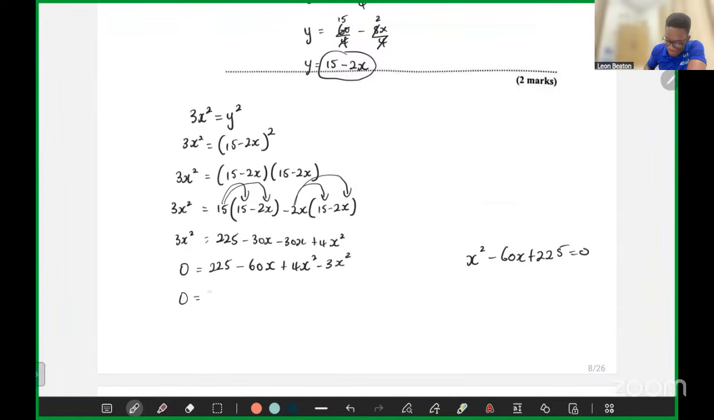So 0 will be equal to 225 minus 60x. So 4x squared minus 3x squared, that would give us plus x squared. And that is the answer that we have here. So we can just rearrange this and put the x squared minus the 60x plus the 225 is equal to 0. All right, both of them mean the same thing. And that is our answer. Put the QED at the bottom because we showed it. All right, QED, nice and easy marks.